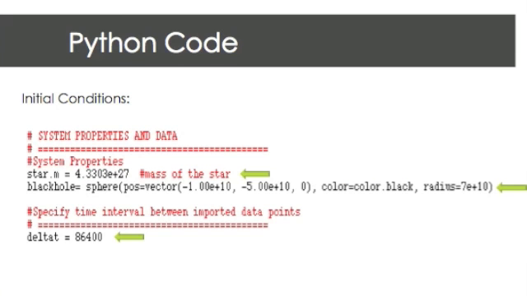We can now move into the Python code and set our initial conditions. The mass of the star can be set here just using the value given, and the black hole can be set using its initial position. I also gave it a shape and radius so that it shows up in the simulation. Then delta t, we can use our 86,400 seconds and use that as our time interval between the data points.